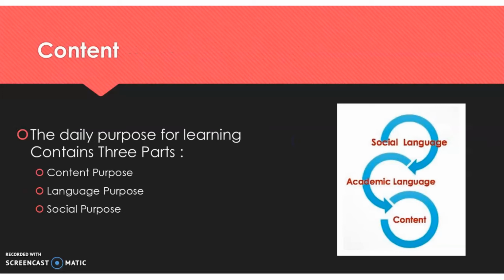Content. There are 3 major parts of content. Success criteria should also focus on the content purpose, the language purpose, and the social purpose. These 3 things work together to ensure learning success.